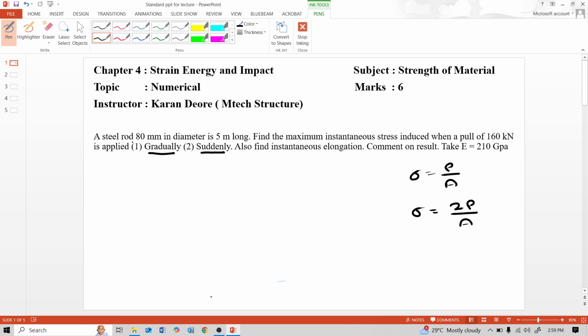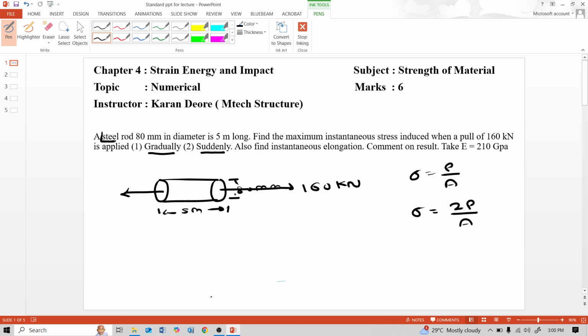And in the numerical, they have given us the diameter of this steel rod. That means this is a steel rod of diameter 80 mm, and length they tell us is 5 meter long. Find the maximum instantaneous stress induced when a pull of 160 kilonewton, that means a tensile force of 160 kilonewton, acts on this steel rod. Material they also tell us is steel.